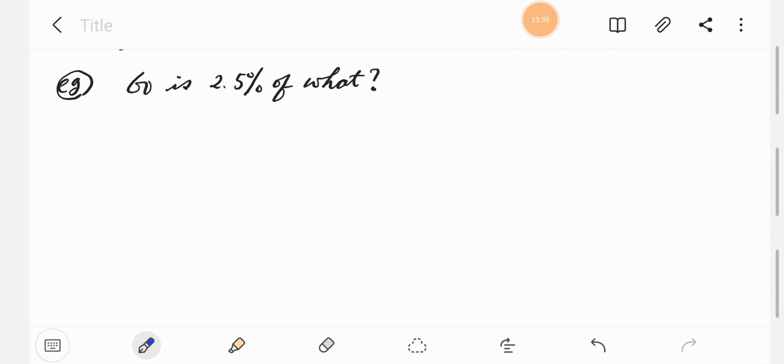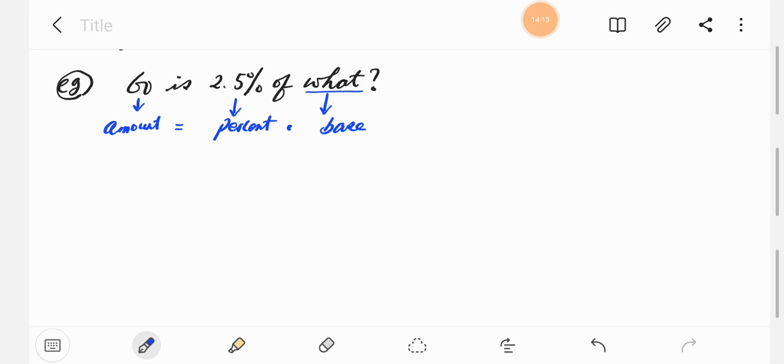60 is 2.5% of what? So 2.5% of one number. In this case, percent of something means what? This is the percent, and what is the base? This is the base. So 2.5% of this number, so multiply. "Is" means equal sign, and 60 should be the amount.